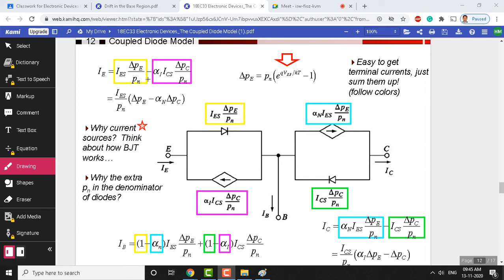So, today I am planning to complete this coupled diode model and start with another topic called drift in the base region. Last class we discussed the coupled diode model equations, which is an emitter current equation. What you are seeing here, IE, is the emitter current equation, which is equal to a diode term here, and there is a current source term here which you are seeing in the pink color.